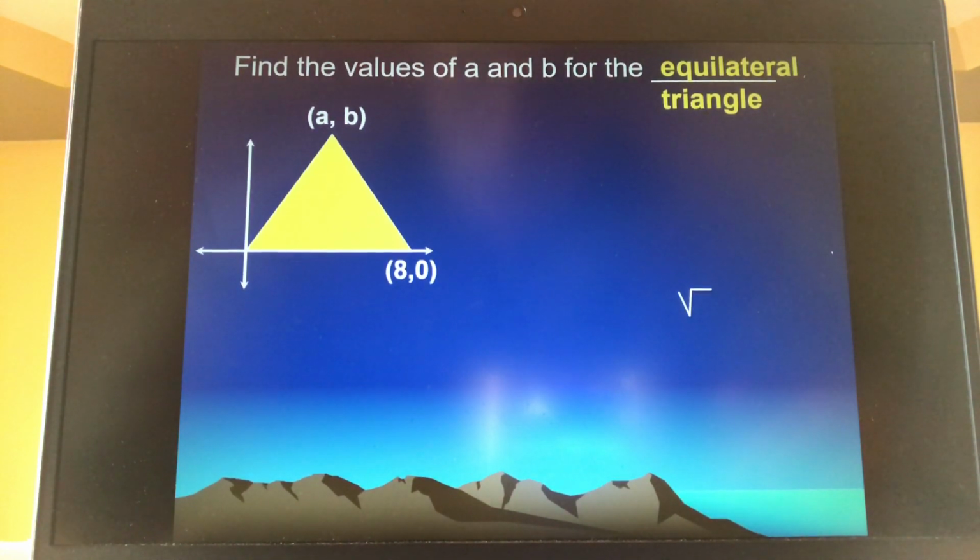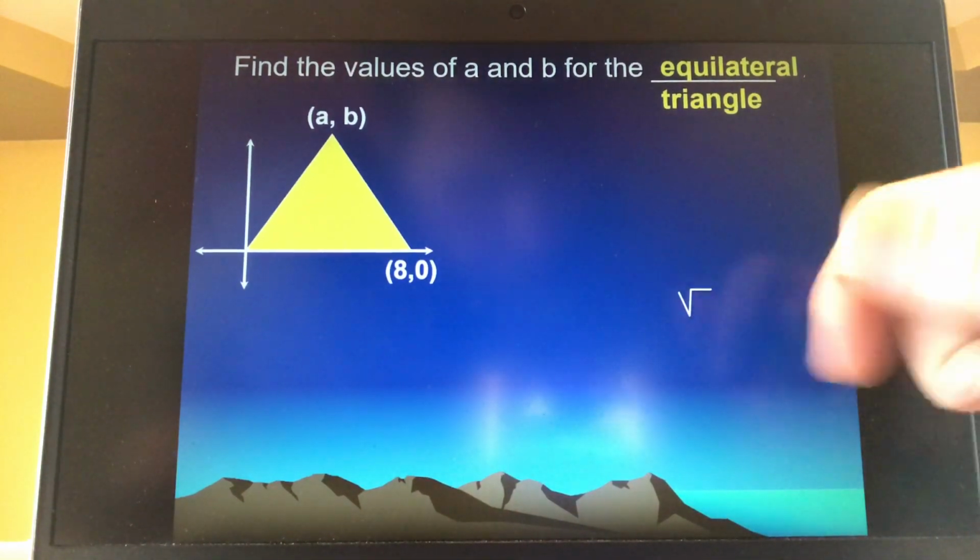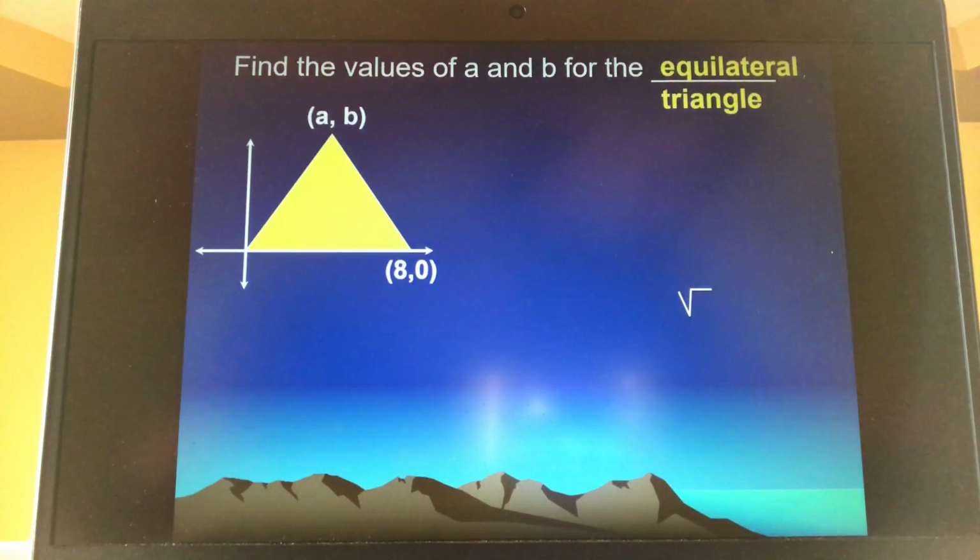So pause this. See if you can find both of those. They're not that hard to find. They do involve radical answers. Hint. Spoiler alert.